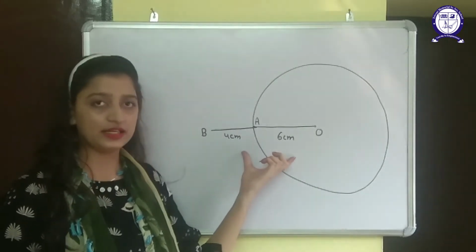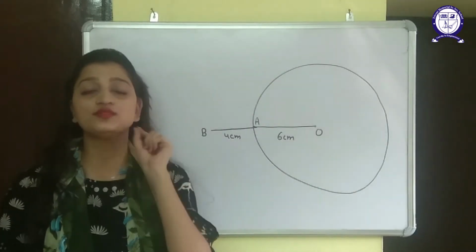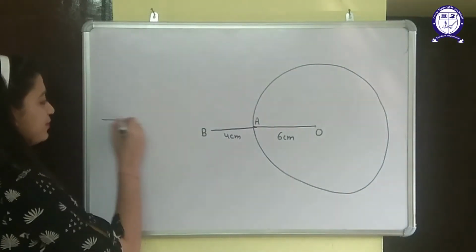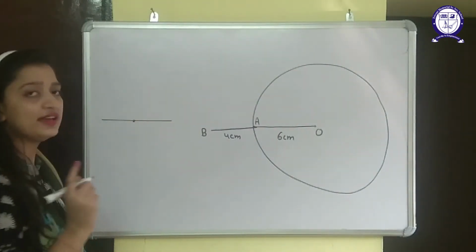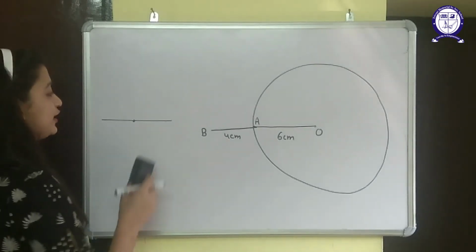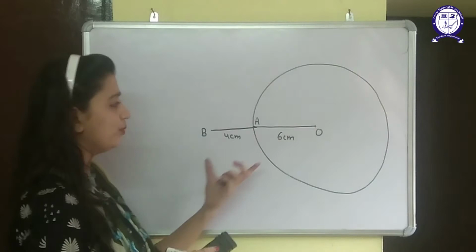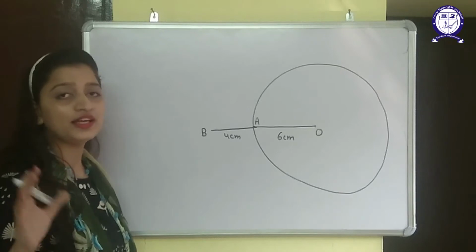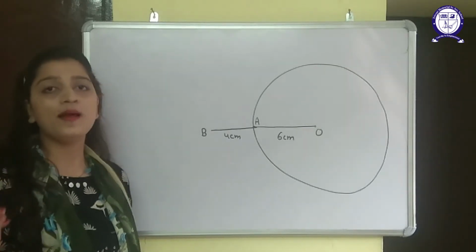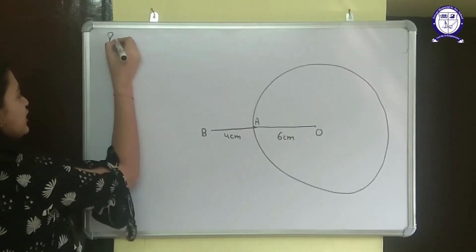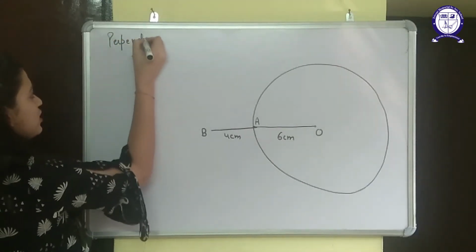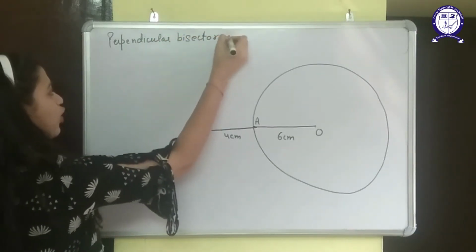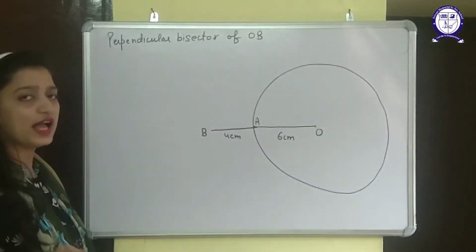I know the radius is 5 centimeter, but I need the midpoint, because that point will be the center of the new circle. If it is a diameter, then the midpoint will be the center of the new circle. So I need to find the midpoint of this line OB. And how will I find the midpoint? The only method of finding the midpoint is drawing the perpendicular bisector of the line OB. This is what I am going to draw.